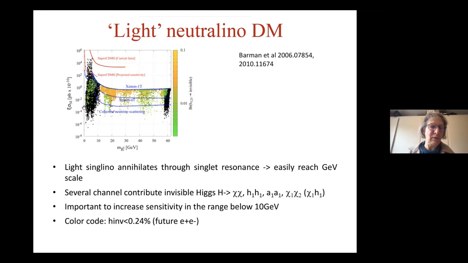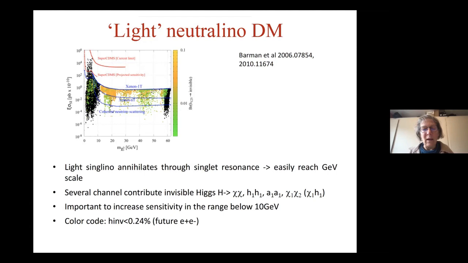Basically, this is possible only for very light singlino dark matter. It's possible only when the singlino annihilates through a singlet resonance. And with this, you easily go down to the GeV scale.